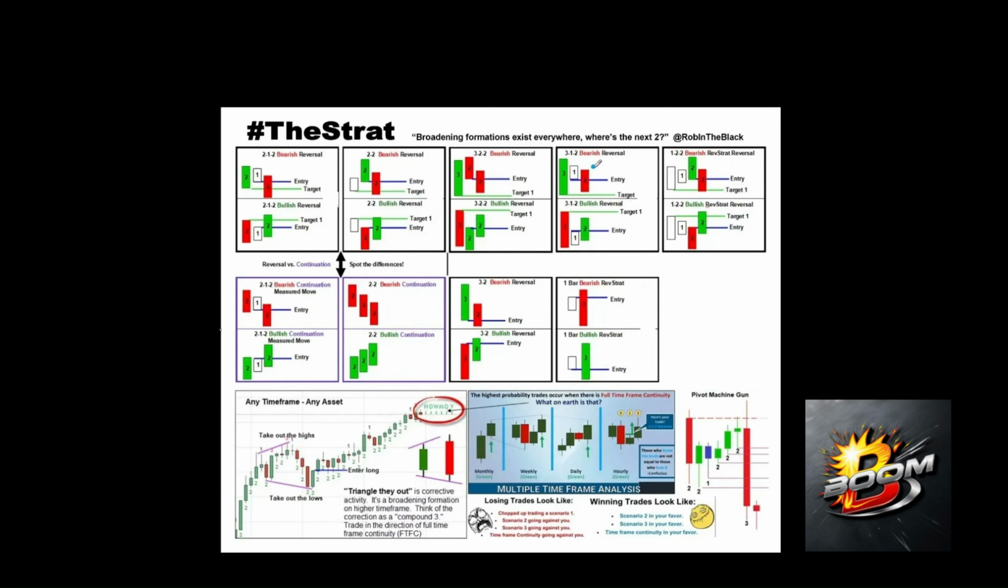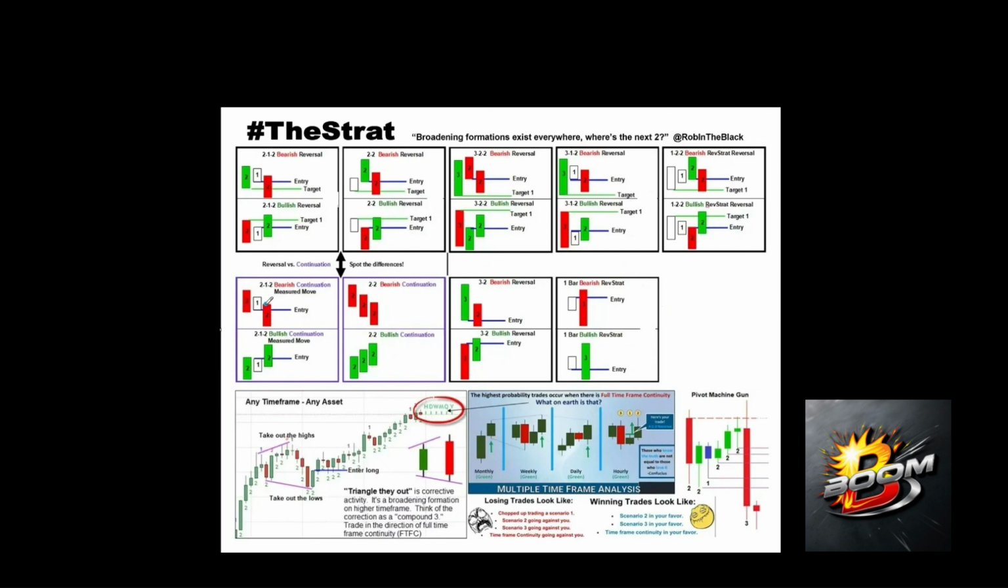Our favorite, 3-1-2 bearish reversal or bullish reversal. I want to see this 1, if it's going to go down, be a shooter. I want to see this 1, if I'm anticipating it to go up, be a hammer. Same thing goes for the rev strat. If that goes 2 up and fails, I want it to be a shooter. If it goes 2 down and green and fails, I want this 2 to be a big hammer.